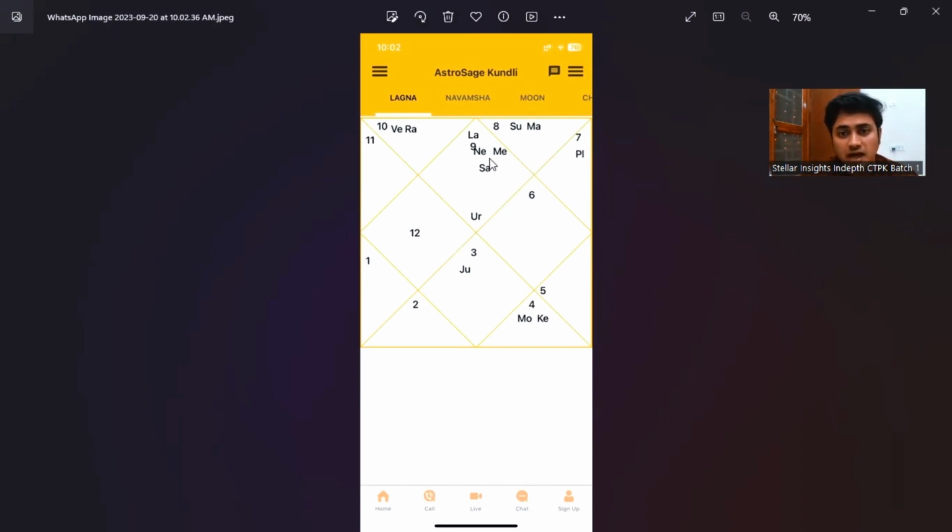Then count 5 from Mercury, 5 places: 1, 2, 3, 4, 5. Here we don't have any planet. Then count 9 from Mercury: 1, 2, 3, 4, 5, 6, 7, 8, 9. Here also we don't have any planet. For practice purposes, I'm counting and telling you, otherwise you can go fast.